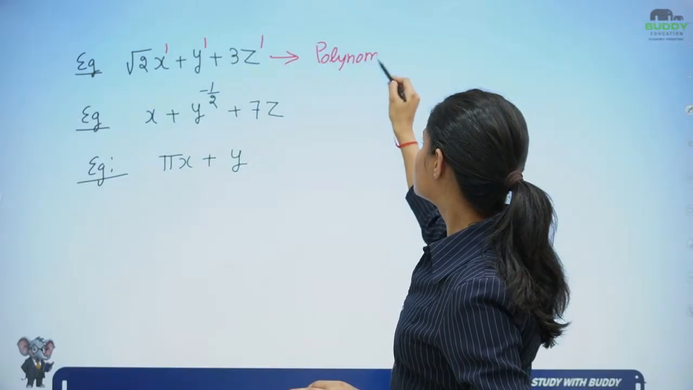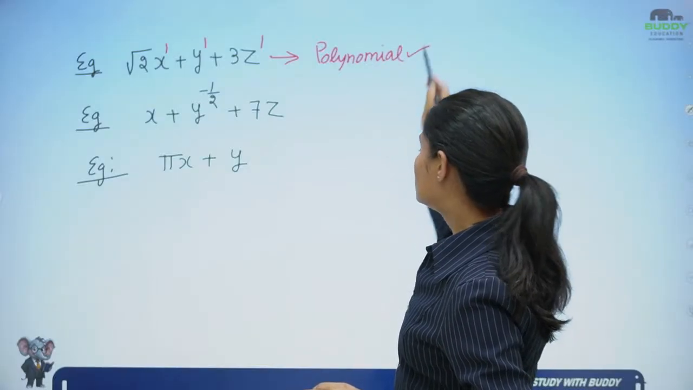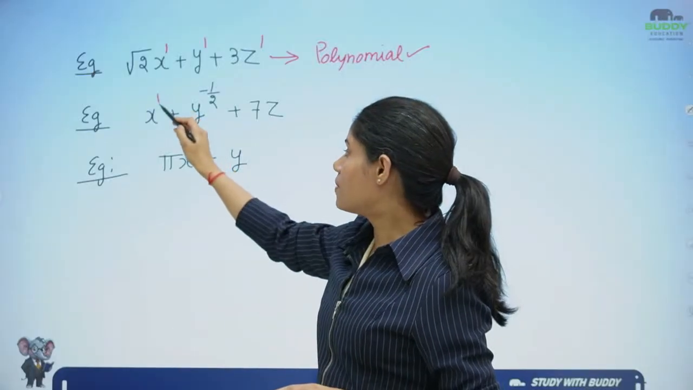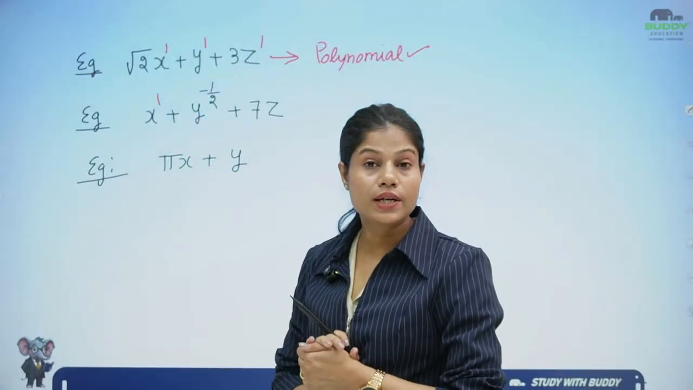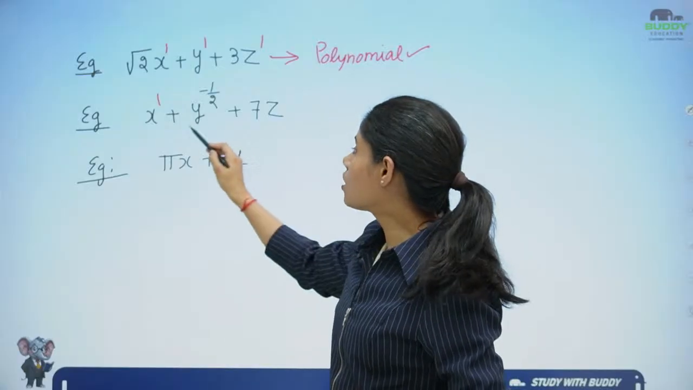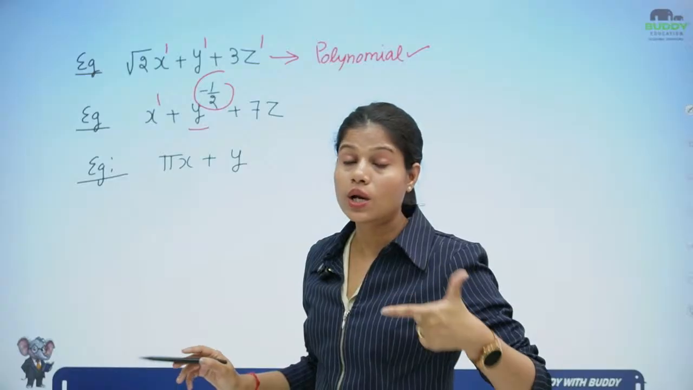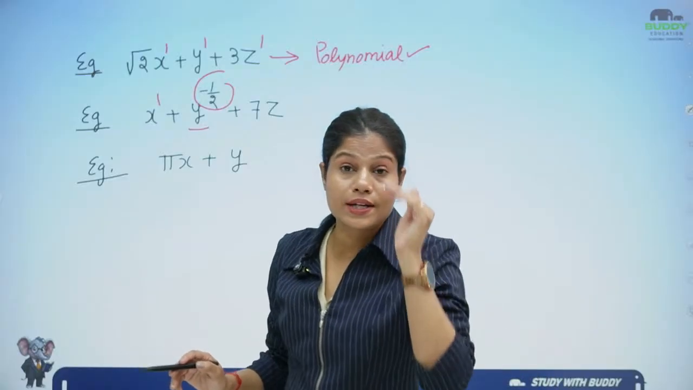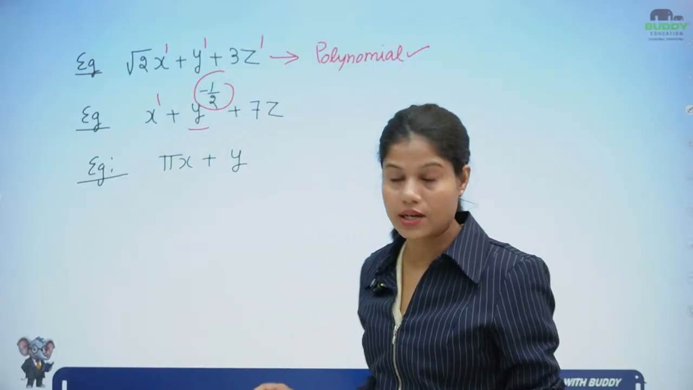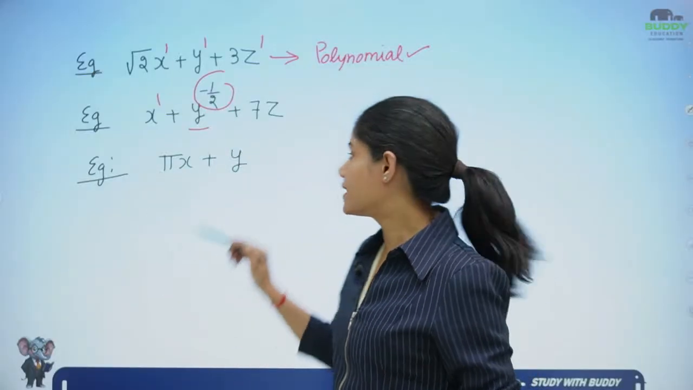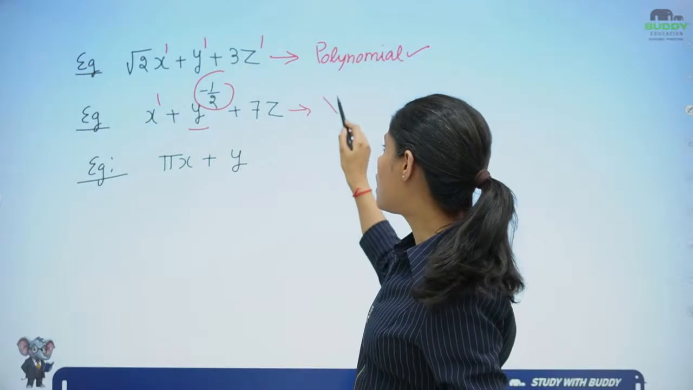Now let's check the second example, right? In the second example, if we take x, the power is how much? 1. If we talk about y, the power is firstly negative, which is not whole, and the power is 1 by 2, which is also a rational number, right? So here the condition is not being followed. That's why it is not a polynomial.